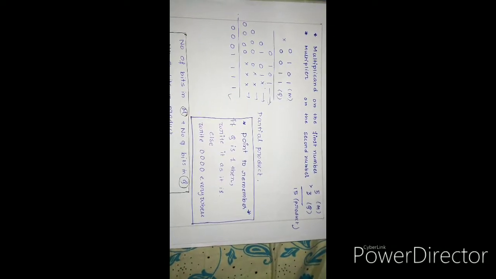Now just answer me a question: is there any kind of multiplication happening everywhere here? No. We are just accumulating all the bits. That is why we need a register called an accumulator. So the point to remember: if Q is 1, then write it as M, meaning the multiplicand, right? And if not, then put 0 everywhere.